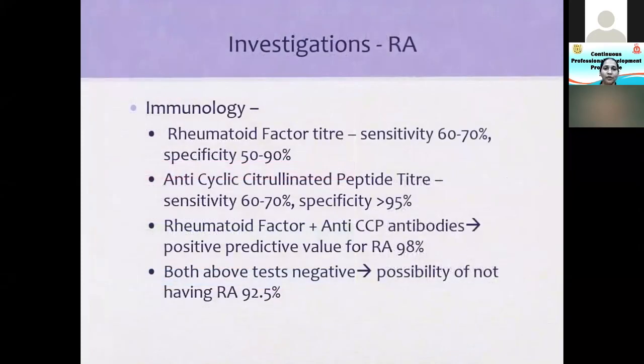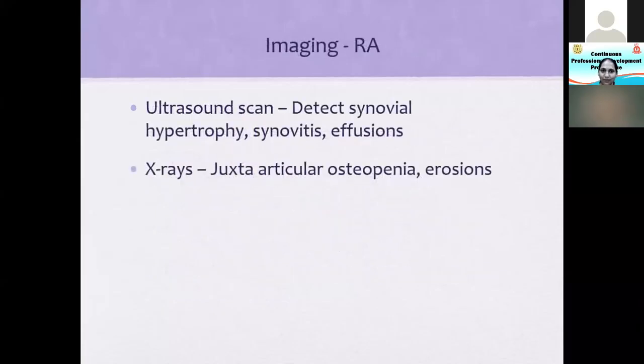So I told you about the immunology, the rheumatoid factor titer, the importance. When you take rheumatoid factor alone, the sensitivity is about 60 to 70%, and the specificity also varies around the same. Anti-CCP antibodies, the sensitivity is not very high, it's about 60 to 70%, but you see that the specificity is very high, more than 95%. And in combination, rheumatoid factor and anti-CCP antibodies, the positive predictive value of rheumatoid arthritis will be around 98%. If both are negative, the possibility of not having RA is also high at 92.5%.